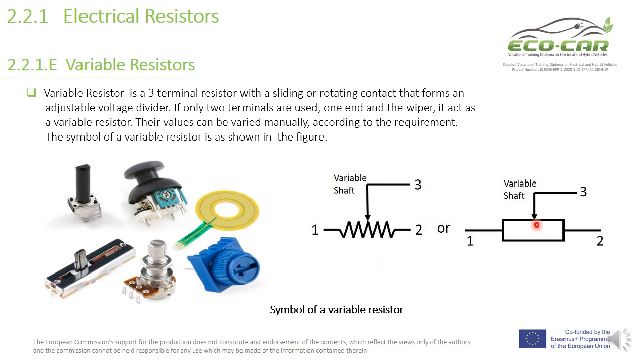This is another symbol of a potentiometer. So their values can be varied manually, by this arm or by this arm, according to the requirement. So this is a summary of variable resistors.